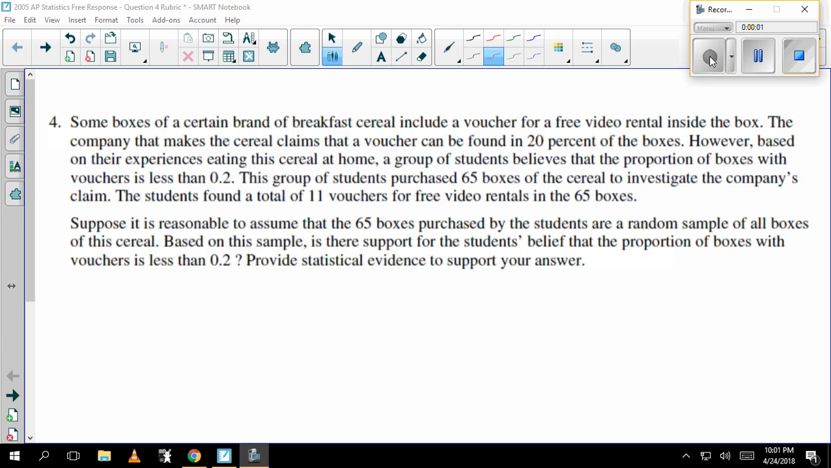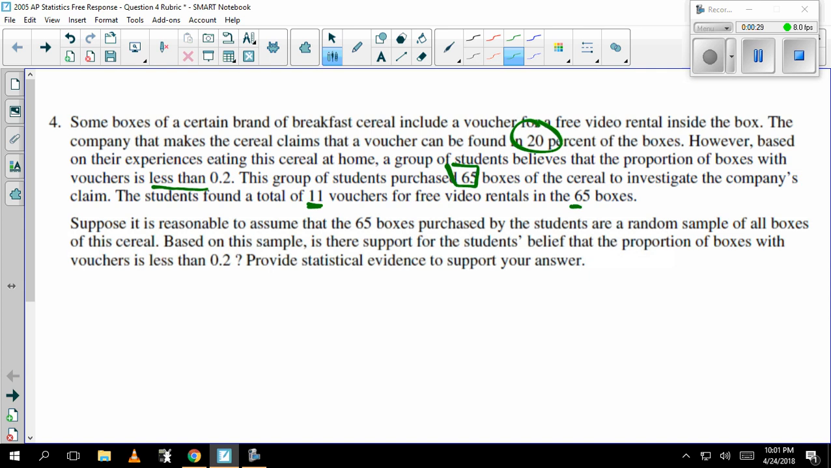This is question number 4 from the 2005 exam. It says that breakfast cereal of a certain type has vouchers for free video rentals. The company says we can find the voucher in 20% of the boxes, but a group of students who eats a lot of this cereal says maybe it's less than that. They purchased 65 boxes and found 11 vouchers in the 65 boxes.